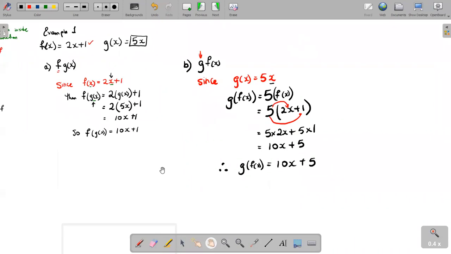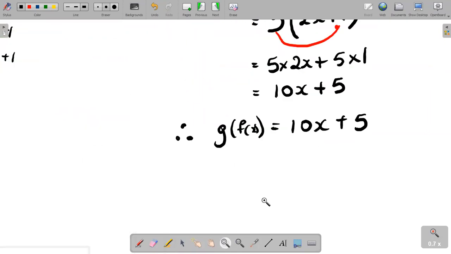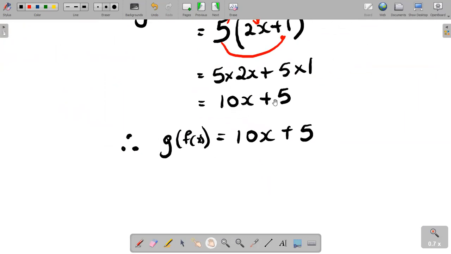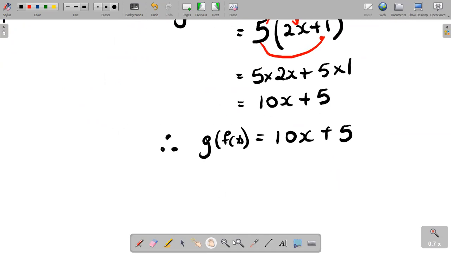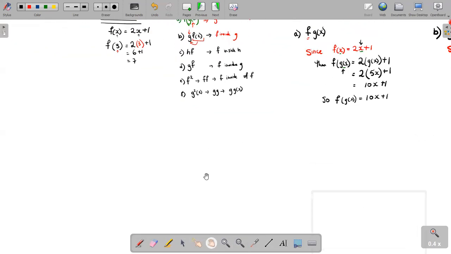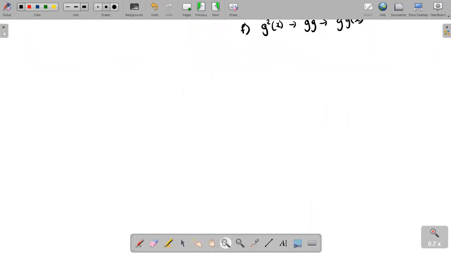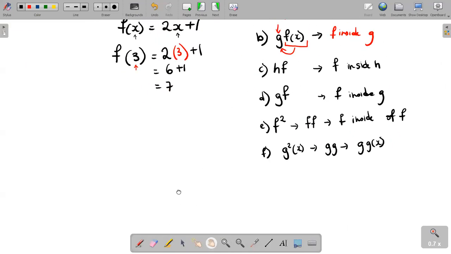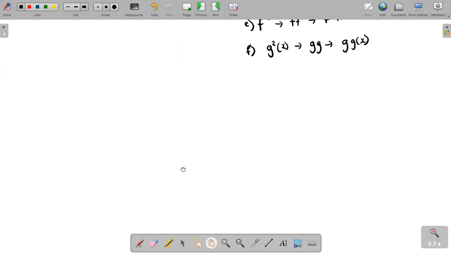Also, please note that if you know your algebra is not strong, go and look at the other recordings. I'm going to be very honest with you, I'm not going to be going through things like why 10x plus 5 is just the answer. So if you don't know why I can't add this, you need to go back to the other videos and refresh your algebra skills. Okay, all right.